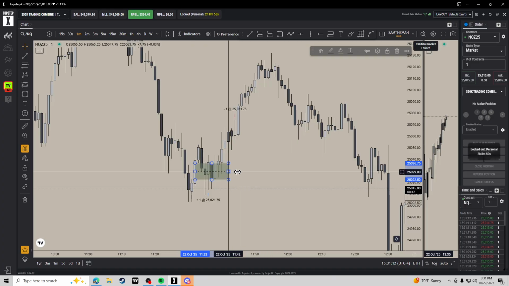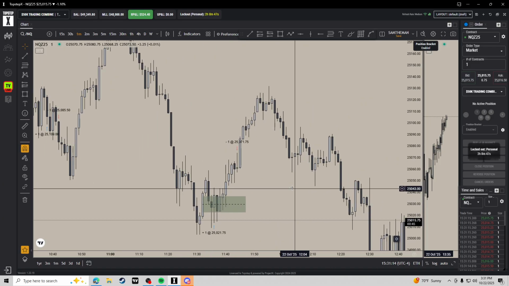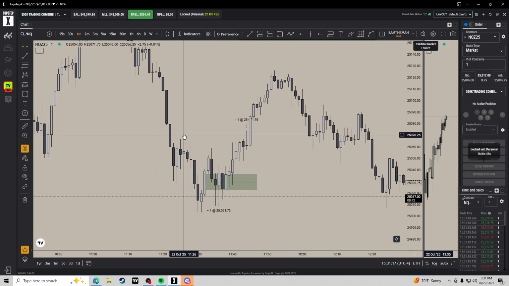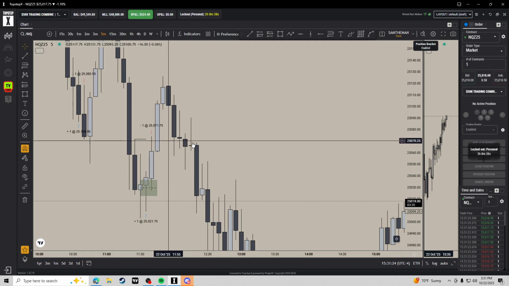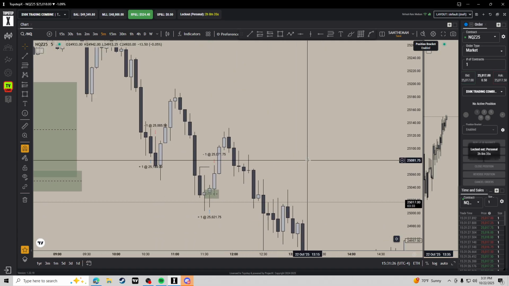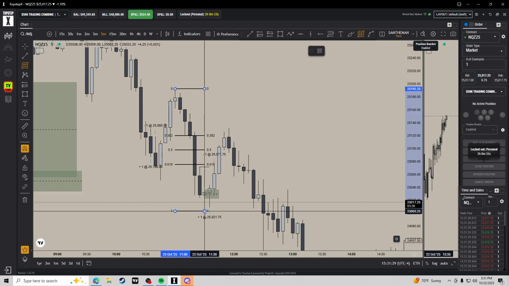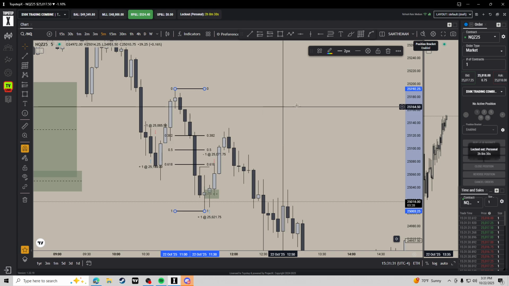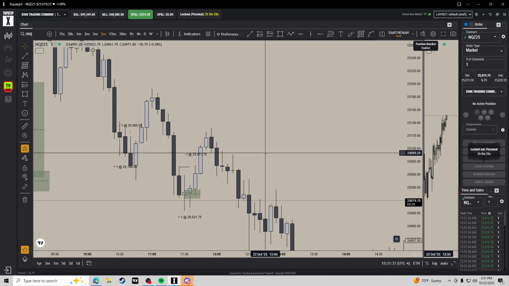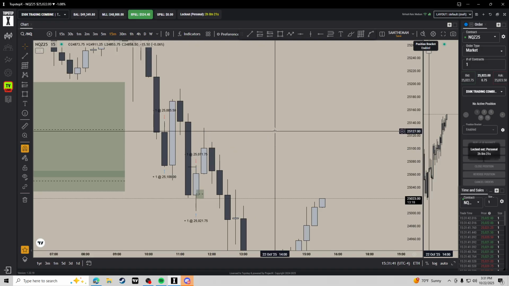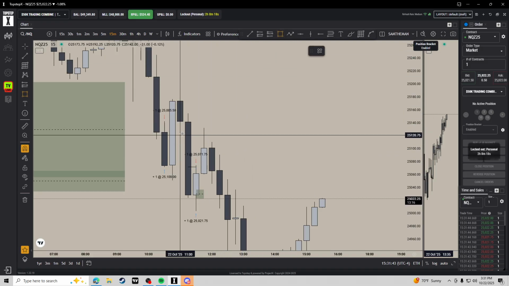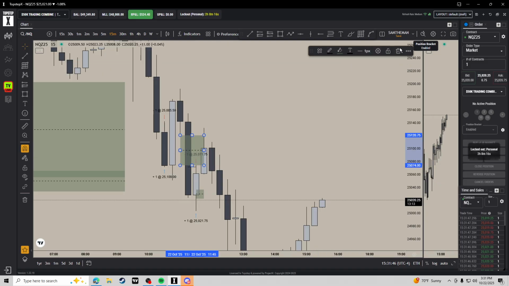But we ended up not doing that, and I held it all the way up to this high right here, which was an unfilled 5-minute. You can see this 5-minute right here, and I was going to hold until equilibrium of the range, which would have been right here. But I just didn't want to hold it for that long. We were literally in this 15 minutes, so I think we actually respected that pretty well.